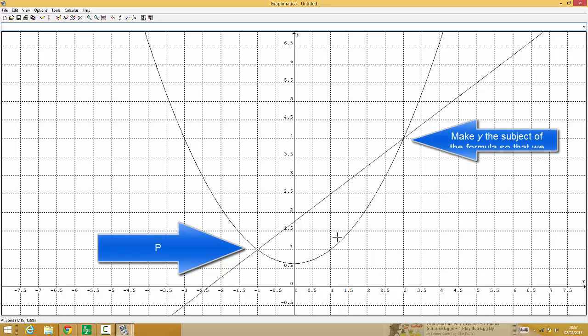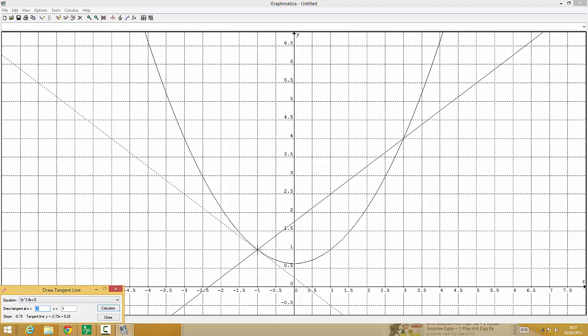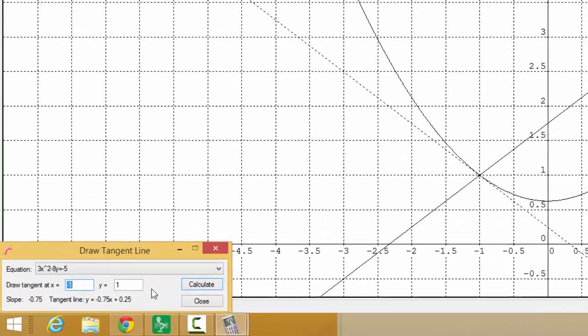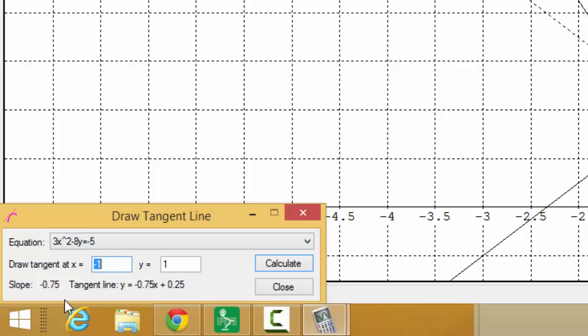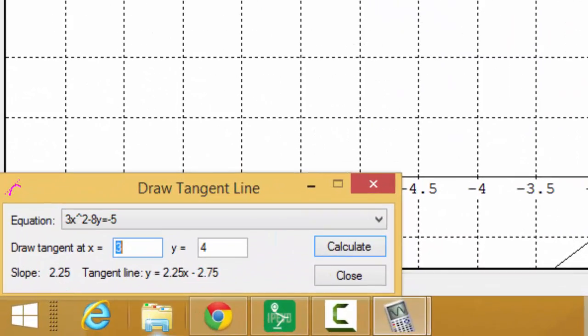Now the question asks, what is the gradient of the curve at P and at Q? Again we use our friendly friend, the calculus tool. Then I draw the tangent at this point at P. Notice that when I've drawn the tangent to the graph at P, the slope, or the gradient, is negative 0.75. Similarly, if I were to draw my tangent at Q, they draw the tangent for us there, the calculated slope is 2.25.